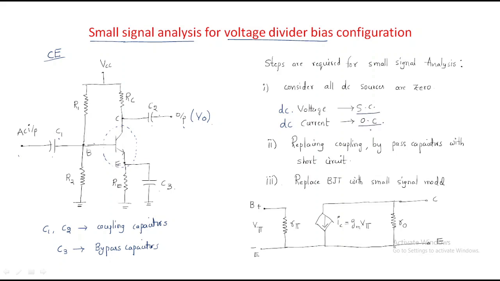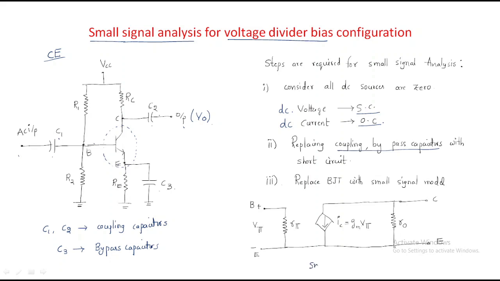Second, replace coupling and bypass capacitors with short circuits. Simply, these capacitors must be short circuited. Third, replace the BJT with the small signal model. We have this BJT, and this BJT will be replaced by the small signal model.